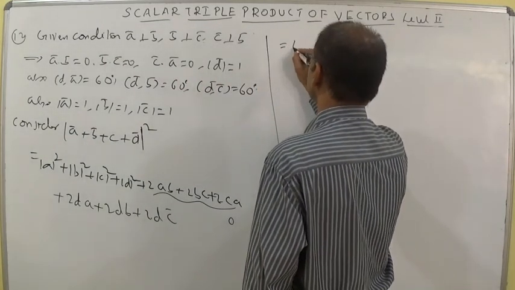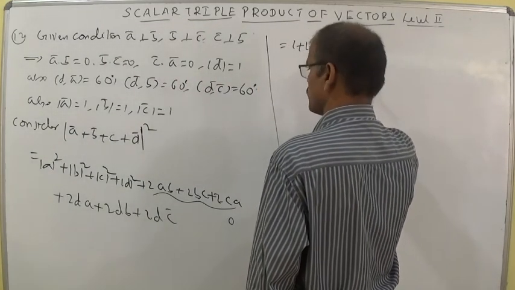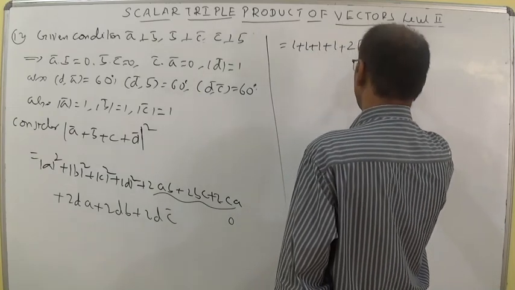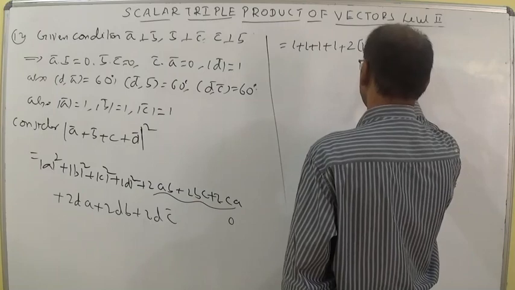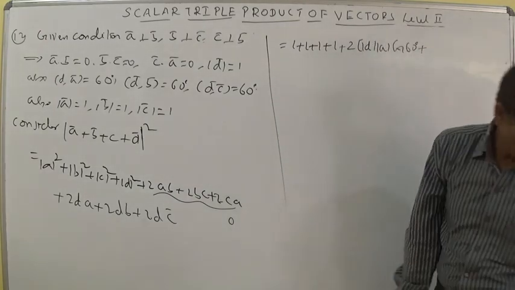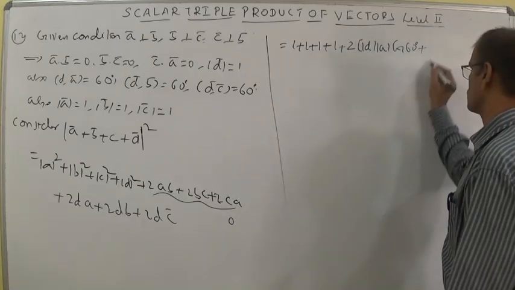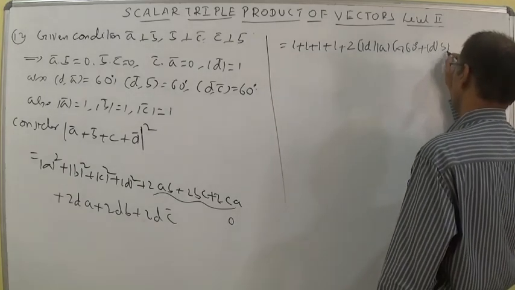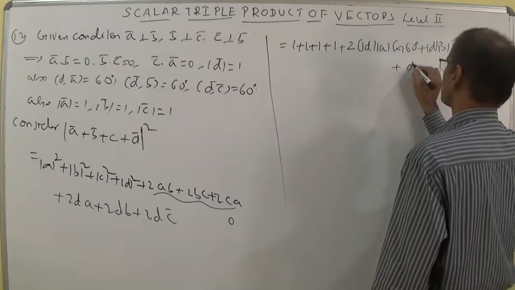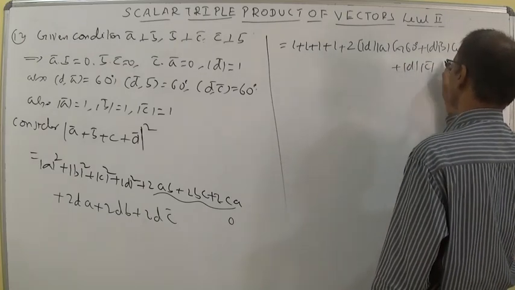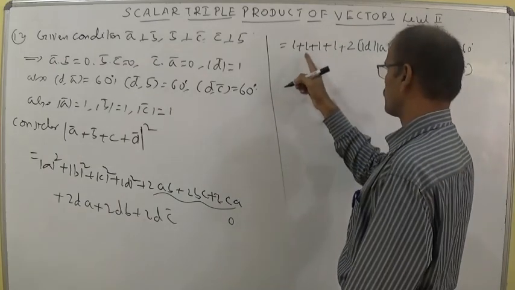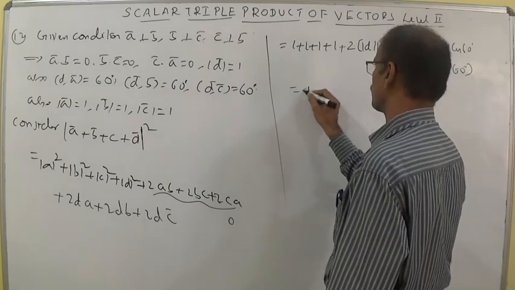That is equal to mod A square, this is 1 plus 1 plus 1 plus 1, plus 2 into mod D into mod A into cos 60 degrees. Here also mod D into mod B into cos 60 degrees, and here also mod D into mod C into cos 60 degrees. So that is equal to 1 plus 1 plus 1 plus 1, total 4.